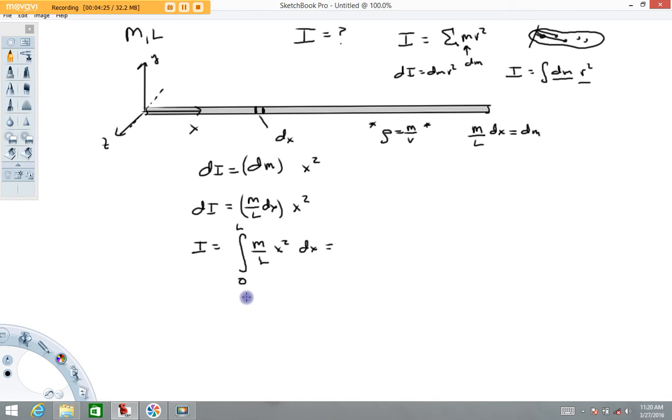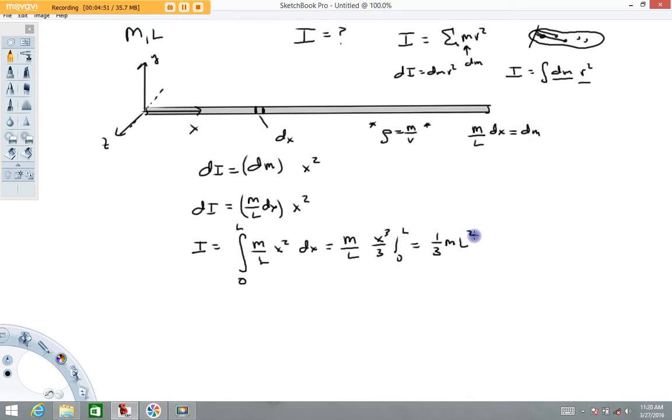I'm going to go ahead and integrate that, so remember, anything constant can come out in front, so we're going to have m over L. Then the integral of x squared dx is x to the third over 3, evaluated from 0 to L. And we end up with 1/3 ml squared. All right? So here's an example of how to use direct integration to calculate a moment of inertia.